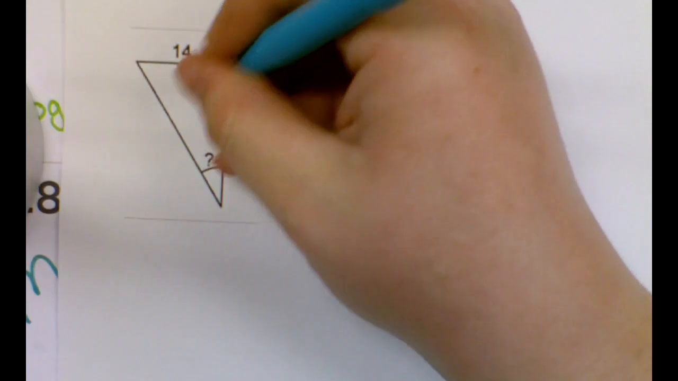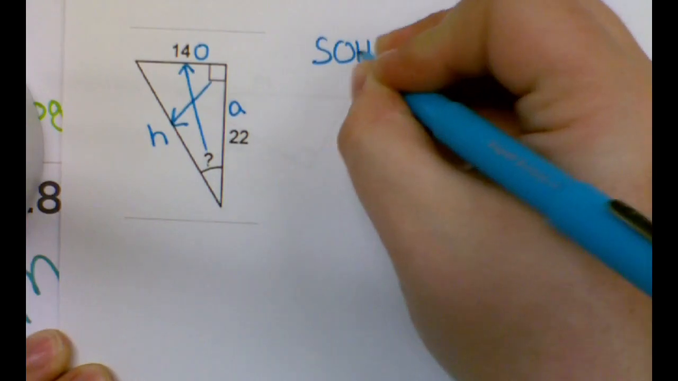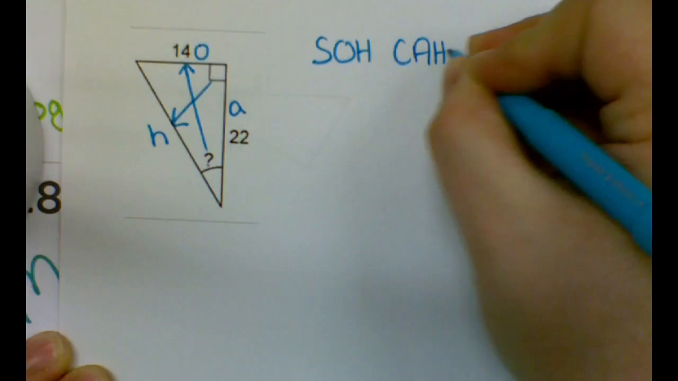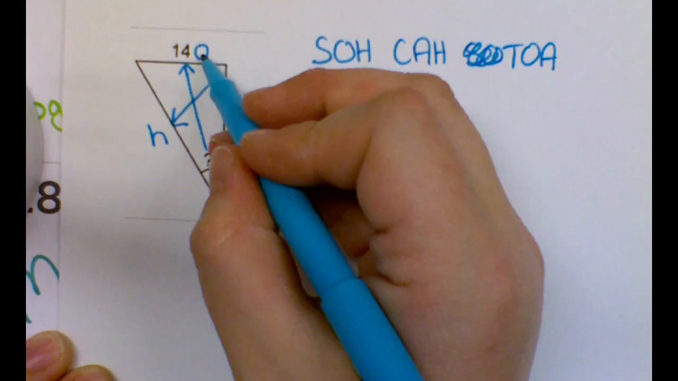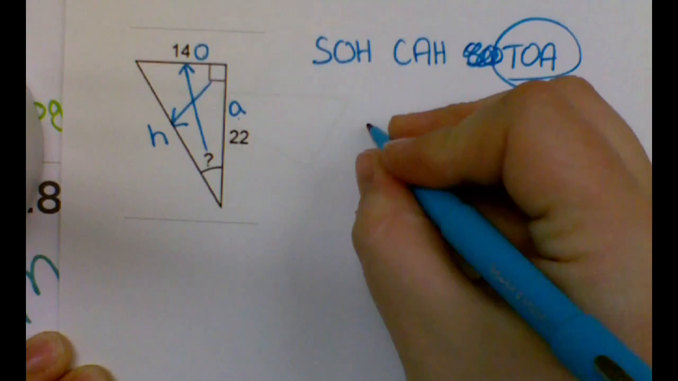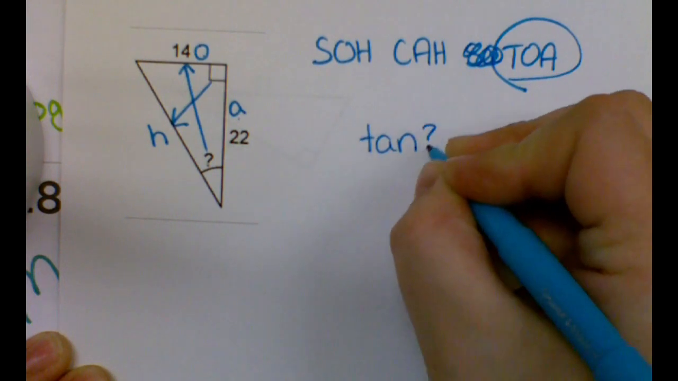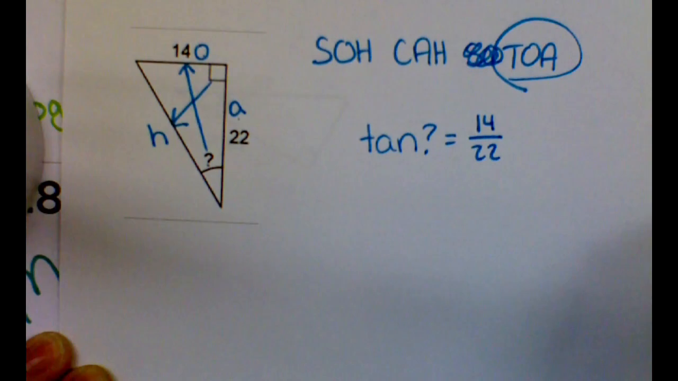So we're going to find this angle. To find this angle, let's look at the sides we have. Across from the right angle is hypotenuse. Across from the labeled angle is opposite. Third side is adjacent. We're still going to look at SOHCAHTOA. My O and my A have labels. O and A are a TOA. So the tangent of my question mark equals 14 over 22.